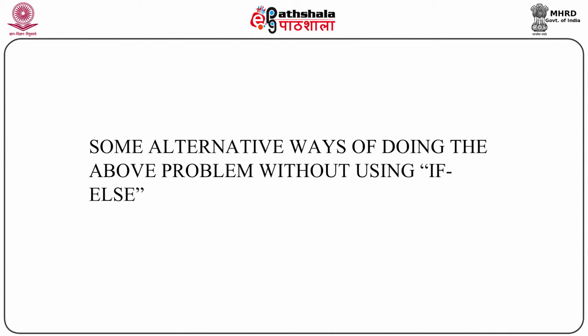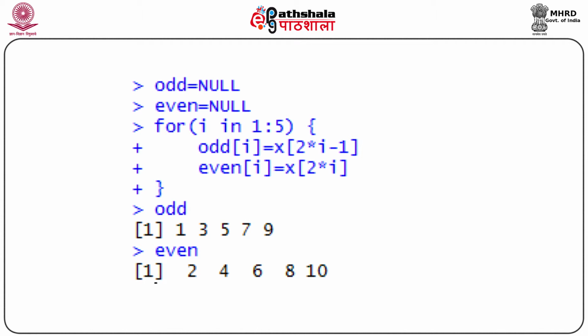Now, let's deviate a bit further. Here our objective is to find some alternative ways of doing exactly the same problem without using if-else. Let's see how far we can proceed. Here, as we had done previously, we are assigning null values to the variables odd and even. Then, we are trying to use a for loop to solve the problem.